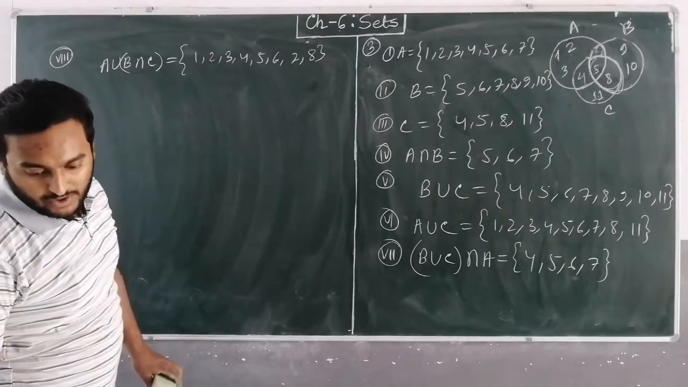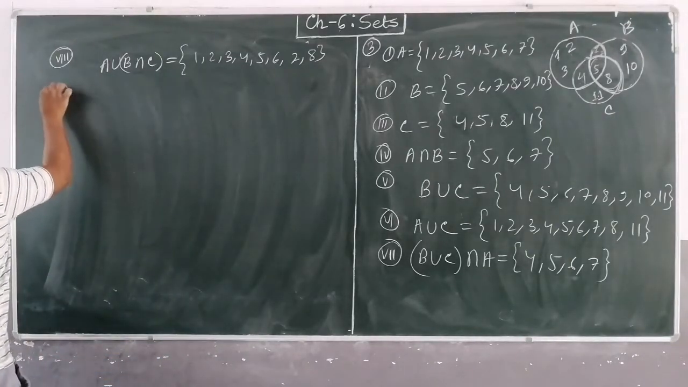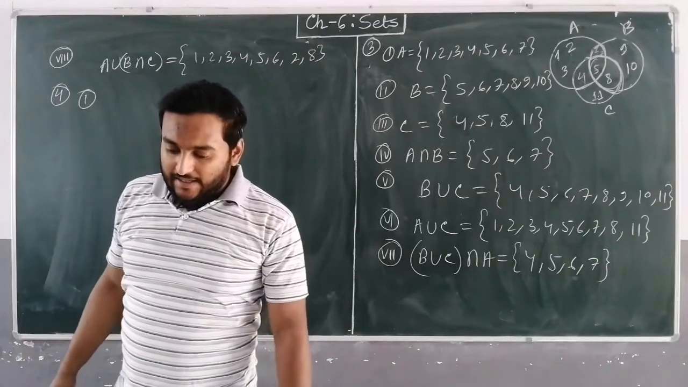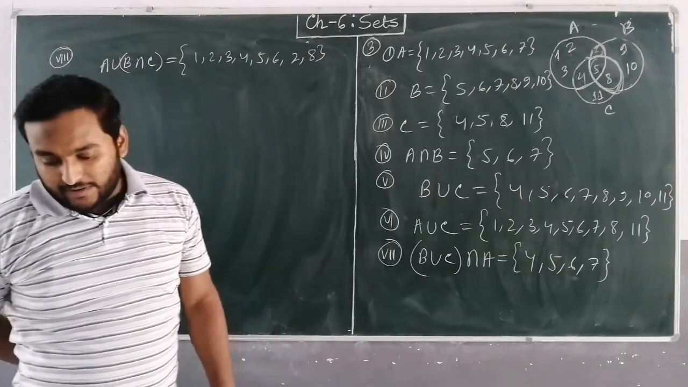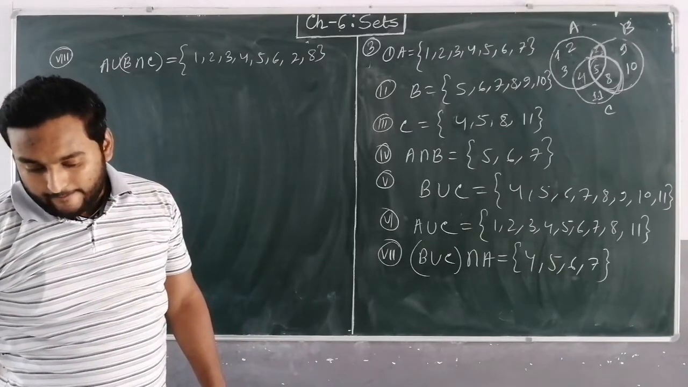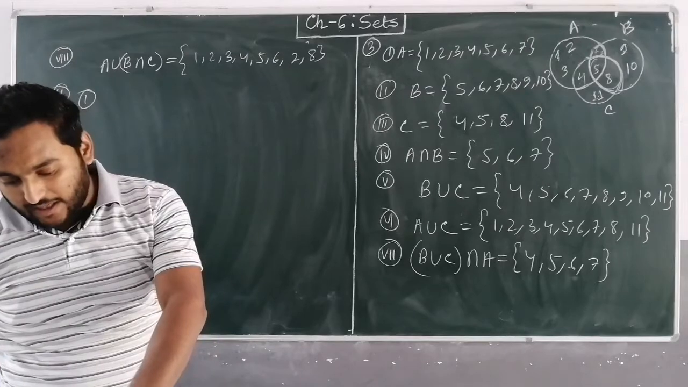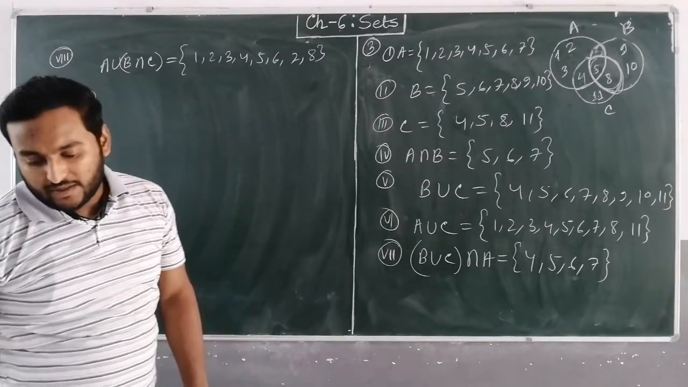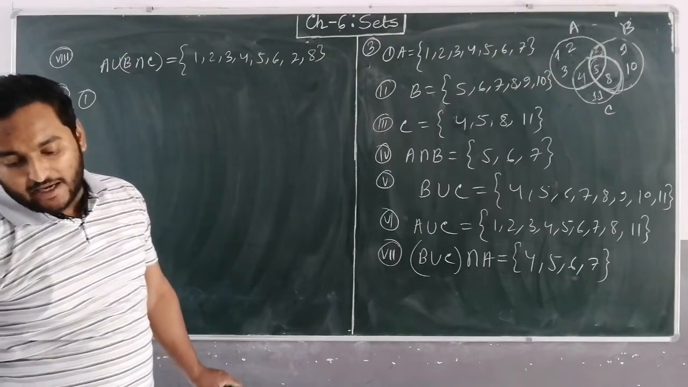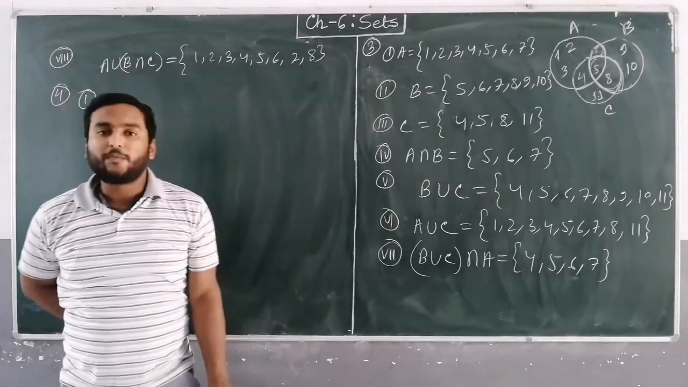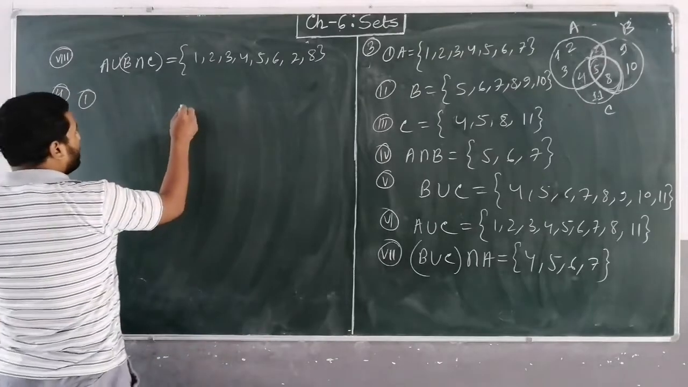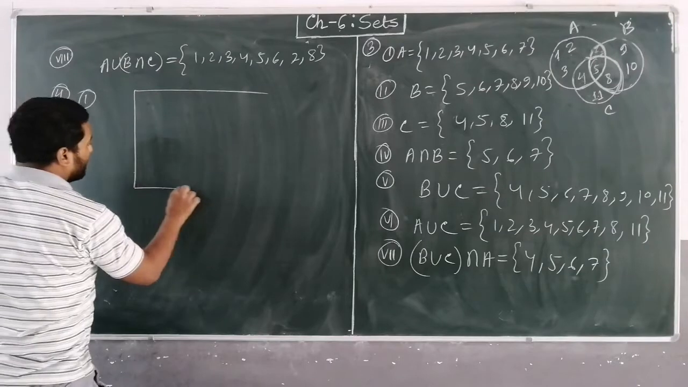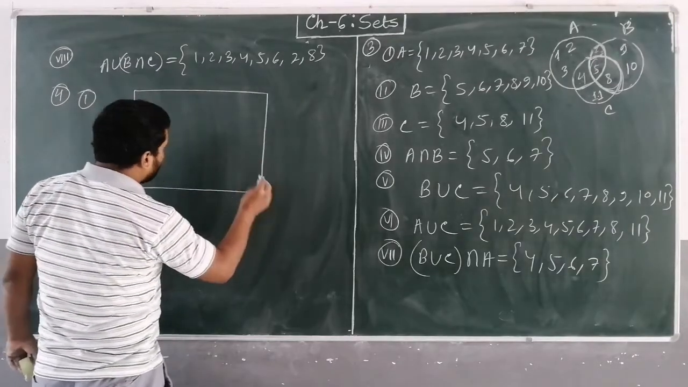Now come to the next question, that is question number 4. Okay, through Venn diagram depict. Okay, so 3 sets we have to show. Through Venn diagram depict the following: set A, B, C such that A is a subset of B is a subset of C. So how will you show? A is a subset of B, subset of C.